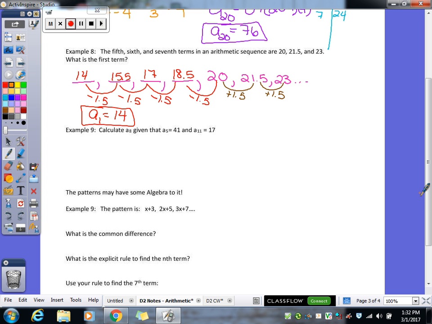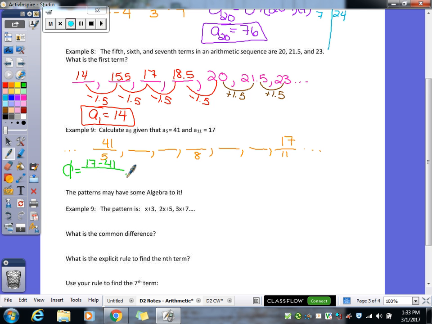So they want us to calculate a sub 8, given that a sub 5 is 41, a sub 11 is 17. So again, we can look at just our 5th term, 6th, 7th, 8th, 9th, 10th, 11th. You put a little dot, dot, dot showing we know our sequence continues, but we're looking at just this portion of the sequence. So again, we have to figure out our common difference. How would we figure that out? Slope.